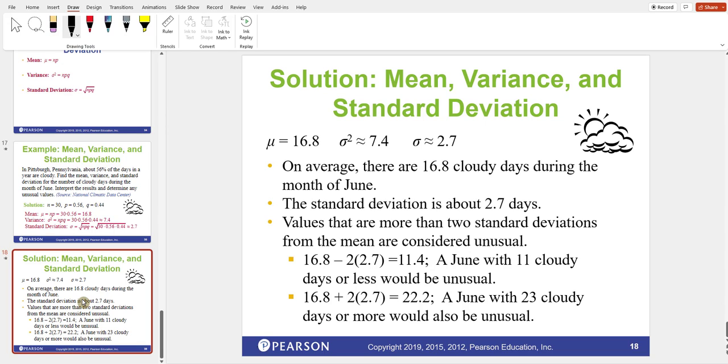So a June with 11 cloudy days or less will be unusual. And a June with 23 cloudy days will also be unusual. Okay, that's the end of this lecture.